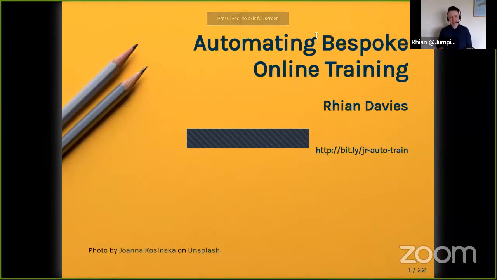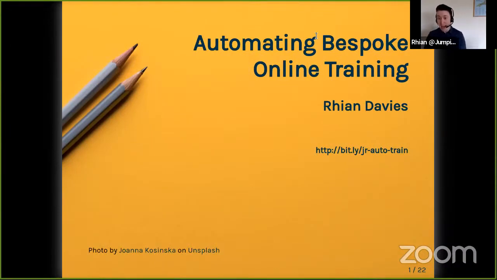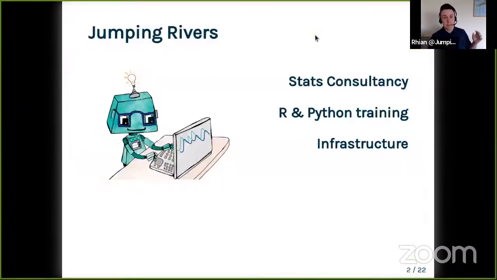So, slightly different spin here. My name's Rianne. I'm a data scientist at Jumping Rivers, and I want to tell you about how we handle our infrastructure around delivering training. We're based in the United Kingdom. We do statistical consultancy and build a lot of infrastructure. We're RStudio partners, so we do a lot of setting up of their tools. But a big thing of what we do is provide training.